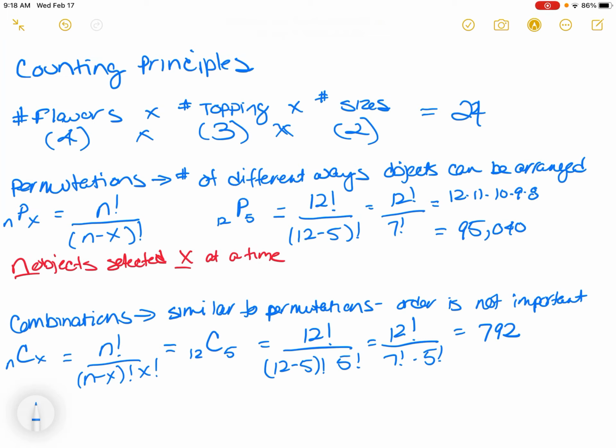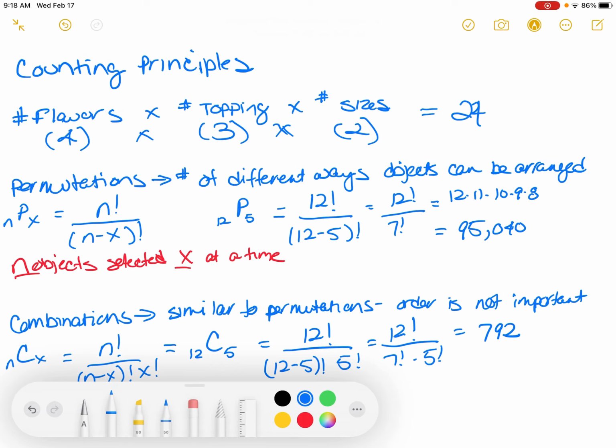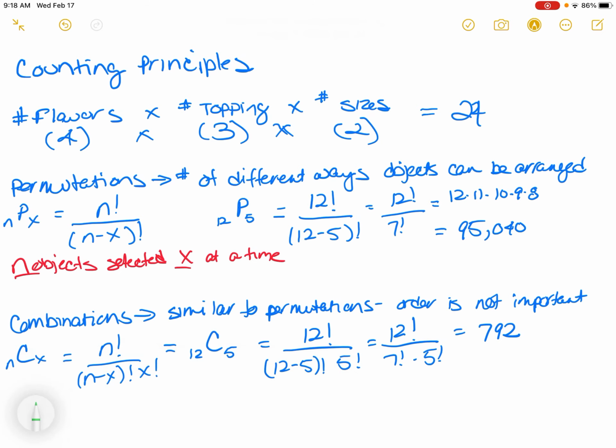And there's some really great tools. I'm going to write this in green, because I like to use Excel to do these. So if you're going to use Excel, the formulas are also given in your book. For permutations it is PERMUT, with n and x. And if you use it for combinations, that's COMBIN, with n and x.